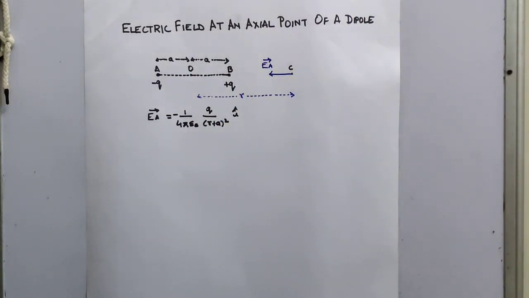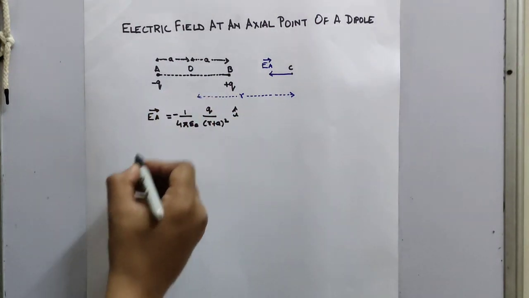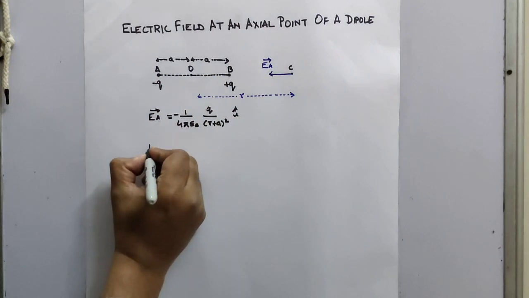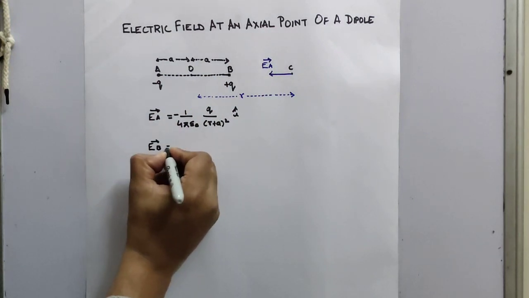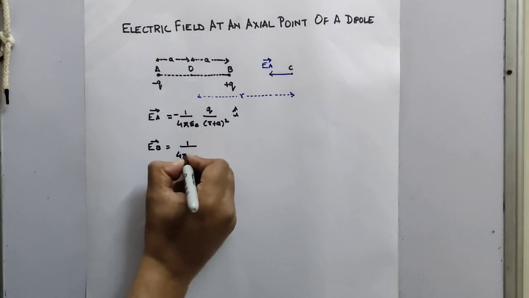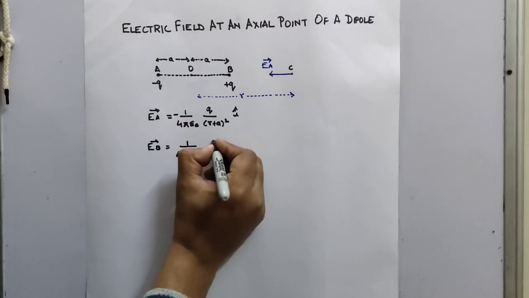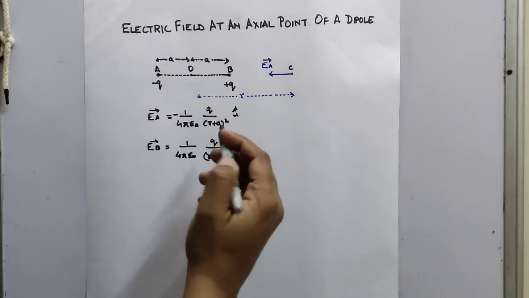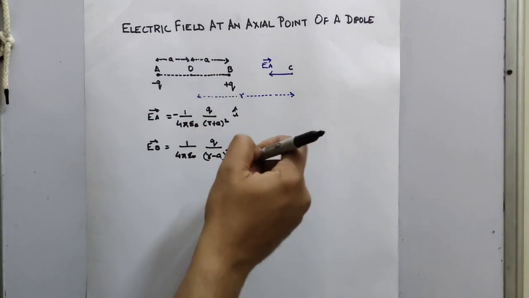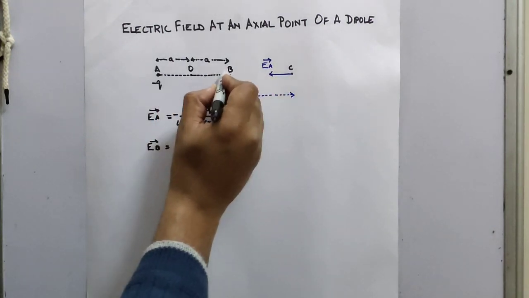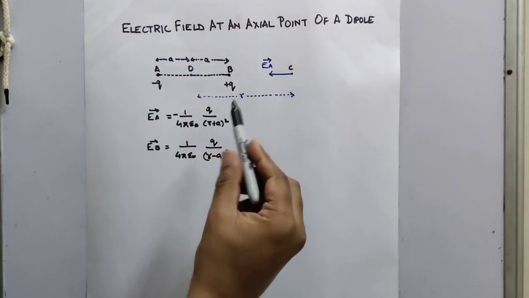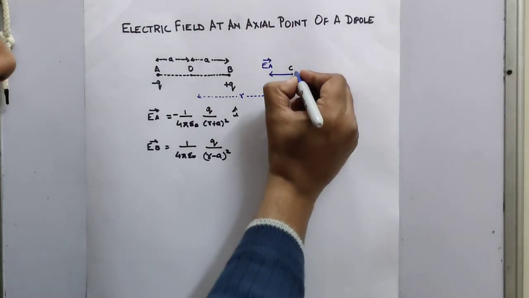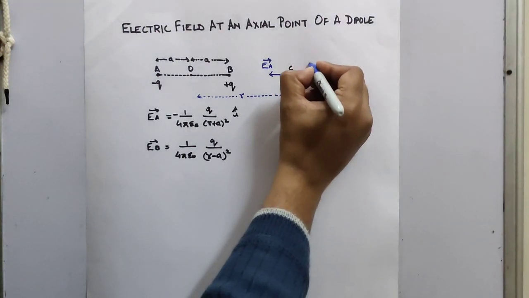And the electric field at point C due to charge at point B, we determine it with EB, and it will be 1 upon 4 pi epsilon naught, Q upon R minus A whole square. Now the distance between B and C is R minus A, this distance. And the direction of this electric field will be in the positive x direction. So this will be the direction of EB.